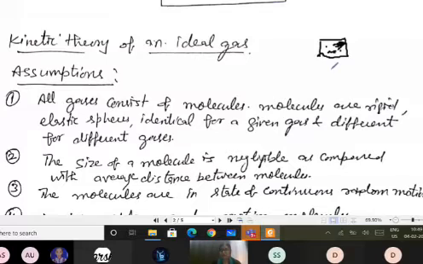So that is the important topic with you. Before going for the expression for the pressure of gas, you have to have the knowledge of what are the assumptions which were taken by the kinetic theory of an ideal gas. So the first assumption is that all the gases consist of molecules, and these molecules are rigid, considered as elastic spheres.